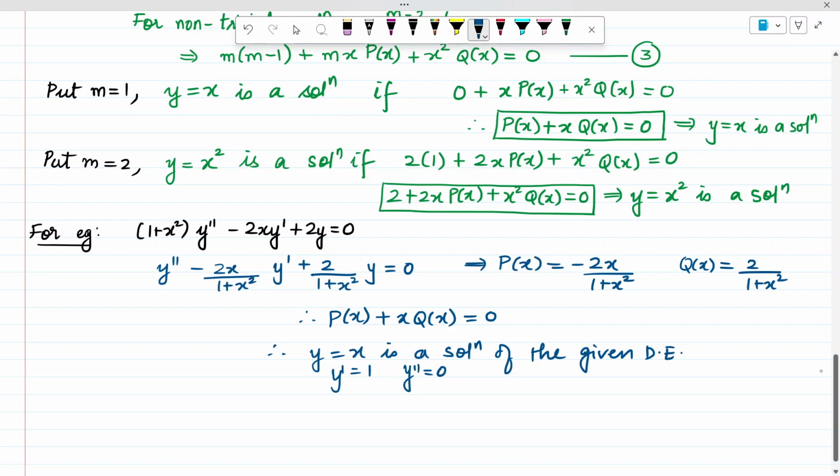Correct? So when I put it in, say this is equation star, I can call it. So equation star में डालोगे तो y double dash तो 0 है, तो first term तो 0 हो जाएगा. Second term होगा minus 2x, y dash 1 है and plus 2 times x. Is that equal to 0? Yes or no? Yes, ma'am. Okay. So yes, this is what happens here.